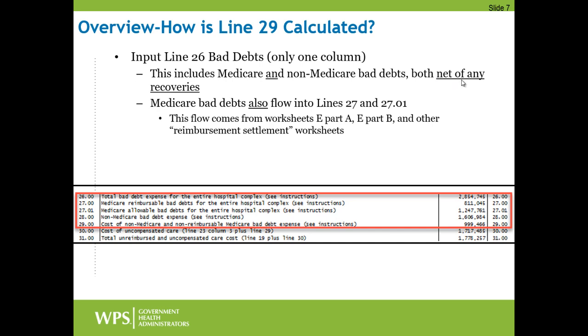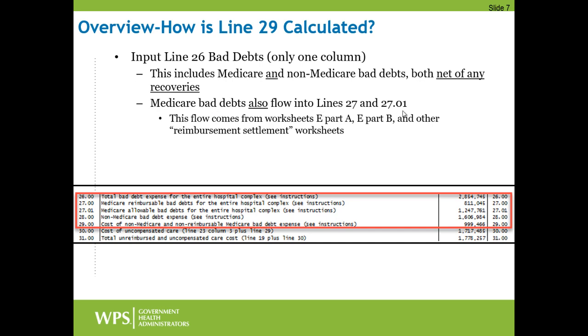So if an accounts receivable is written off to bad debt, but then the patient later paid, then they should be netted out. That recovery should offset the total bad debt, just like it would Medicare bad debt on Worksheet E Part A, Worksheet E Part B, whatever settlement worksheet you're dealing with. Now, I said that line 26 should include both Medicare and non-Medicare, even though you've already reported Medicare bad debts on one of those other settlement worksheets, and that's fine.